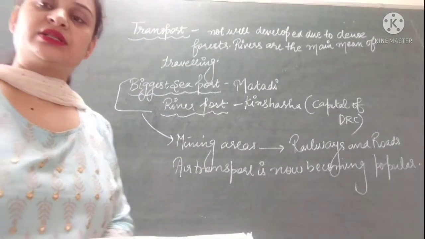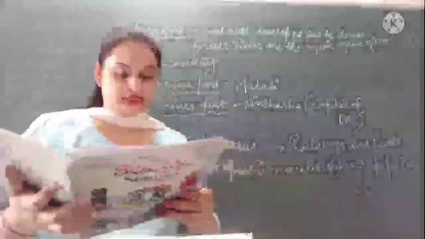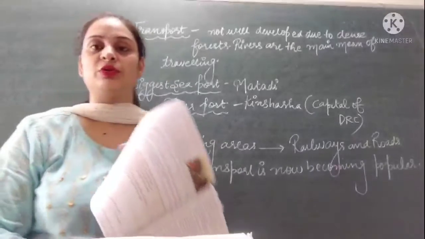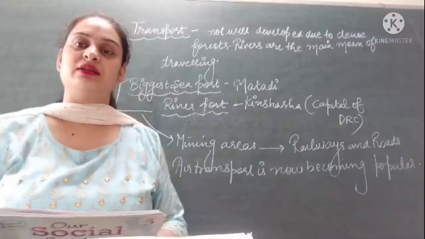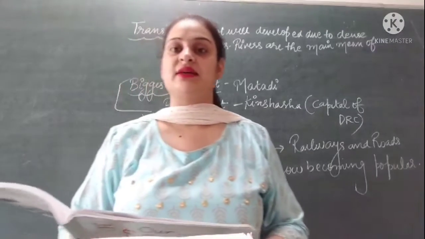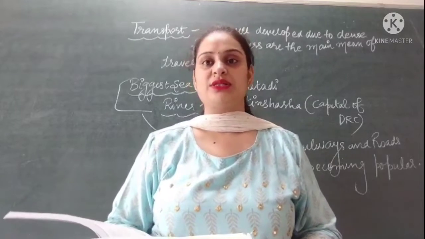Now we are going to discuss the keywords of this chapter, on page number 32 in your books. The first keyword is vegetation. Vegetation means when there are plants, trees and flowers. When we discuss all these things, we are talking about vegetation.